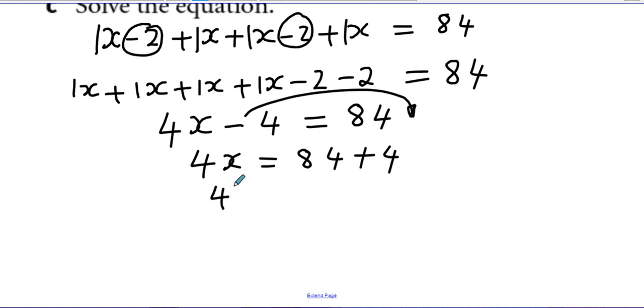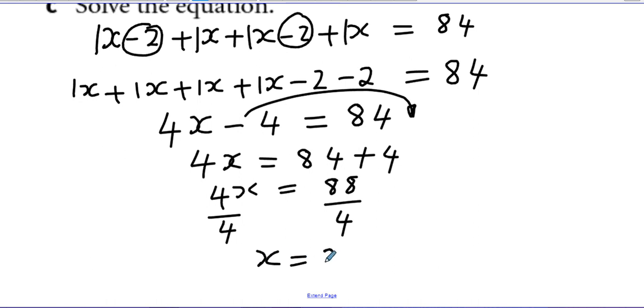Now this will be 4x equals 88. To find the value of x, you need to divide by 4. Divide by 4. X will be 22. Hope that helps.